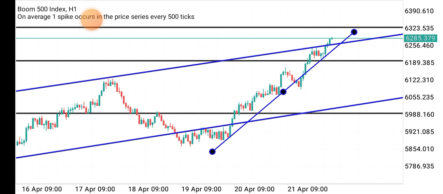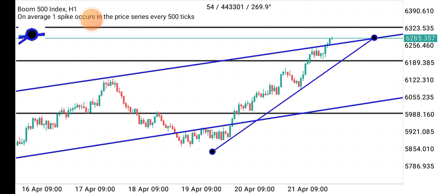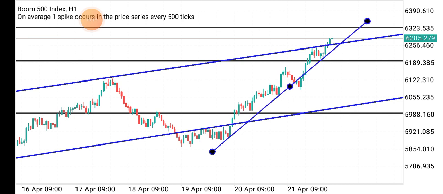You know, if I place this line here, it's still good. You understand? If I decide to place this trend line here, it is still good. But if I place it here, you see it gives us more touches. You understand? If I place it here, it gives us more touches.